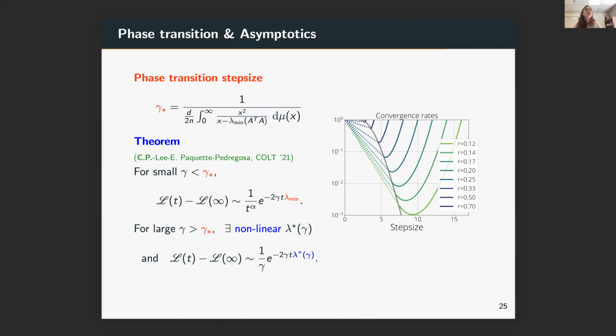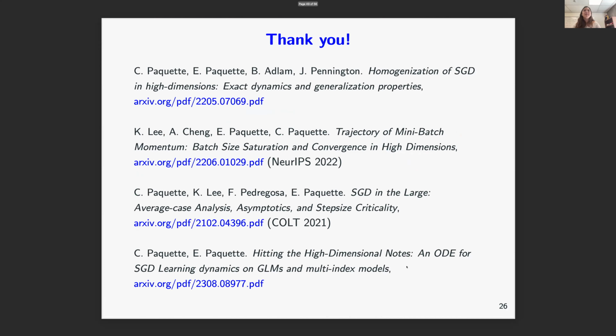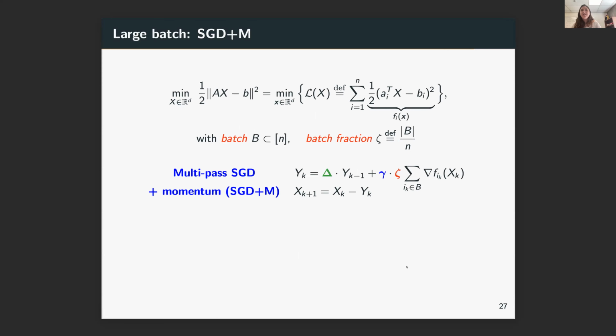And this is not a smooth function. So it's continuous, but not continuously differentiable. There's actually a jump in the derivative. Okay. But if I have a little bit of time, maybe I can talk a little bit about large batches.